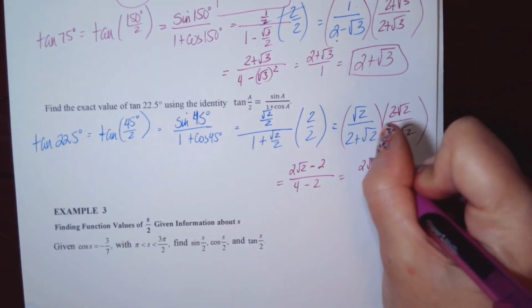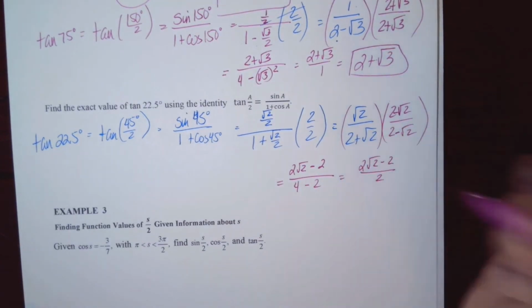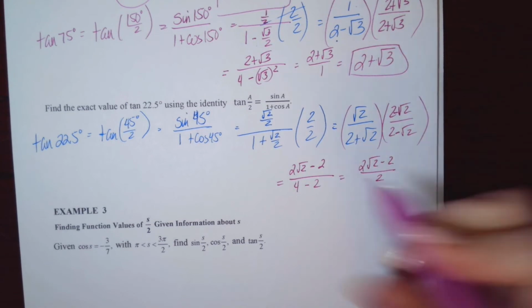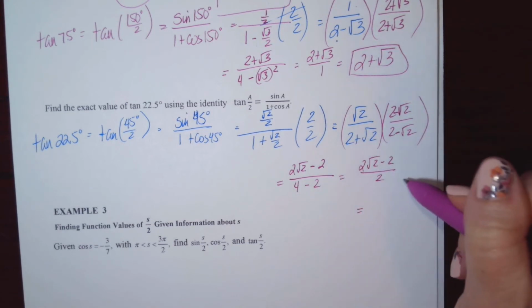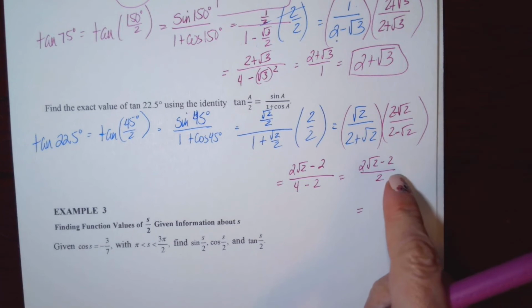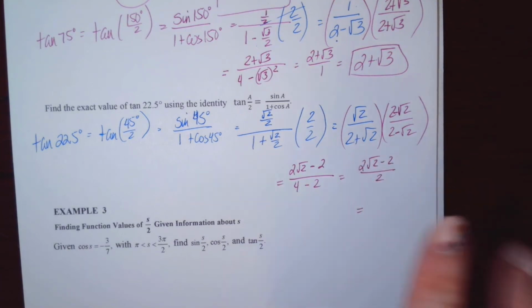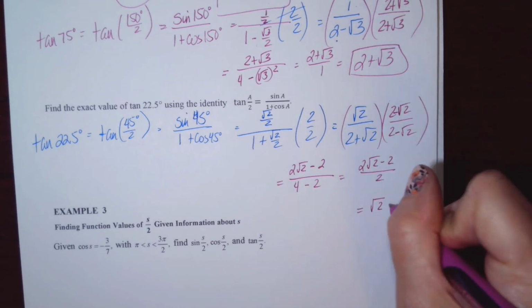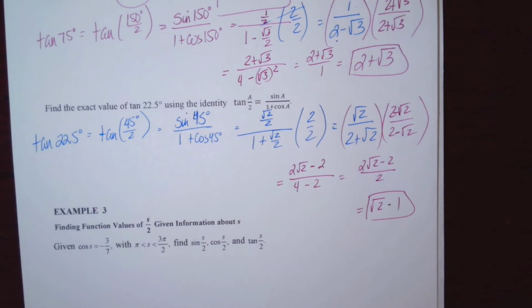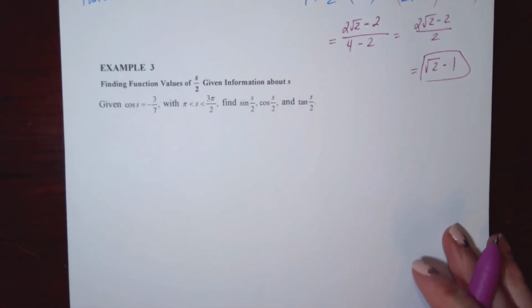So I've got 2 square roots of 2 minus 2 over 2, and I need to simplify as much as possible. Those 2's are going to, however you want to think of it, factoring a 2 out of the numerator and then they cancel, or you can split it apart into 2 terms, and either way it's going to cancel to be square root 2 minus 1. Make sure that you're careful about where that radical shows up, how you write your result. Alright, example 3.